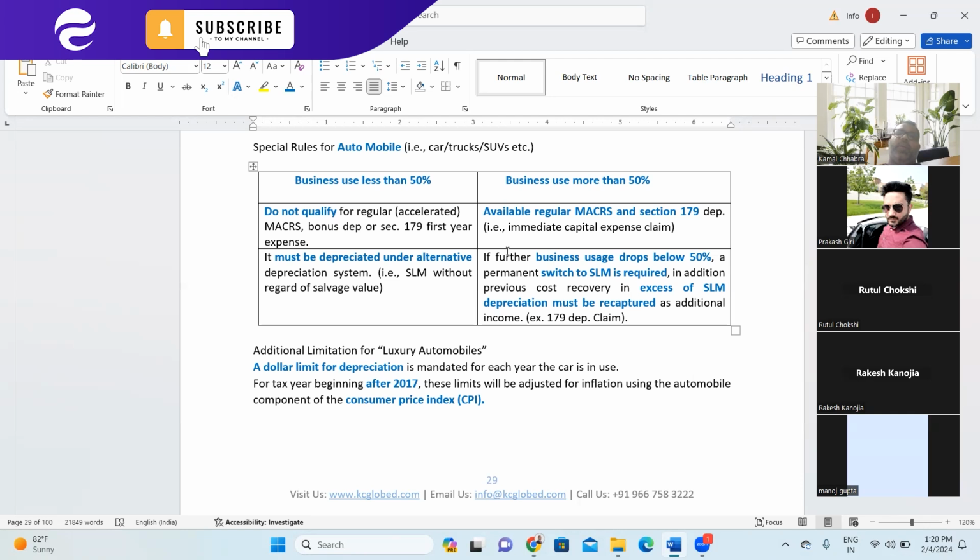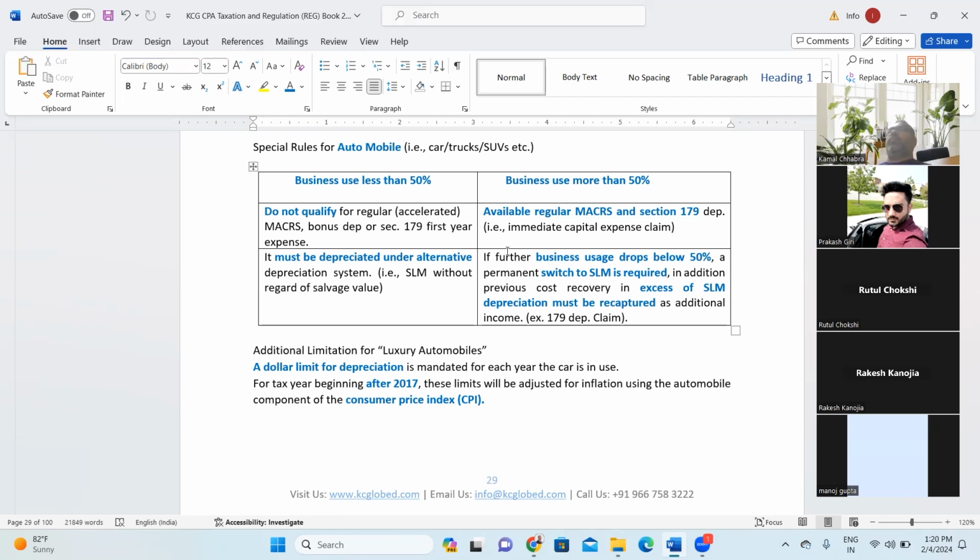Additional limitation for luxury automobiles. But before I jump onto the additional depreciation, have you understood the concept of the automobile special rule? 50% or less business purpose use, or more than 50% business purpose use. Have you understood both the concepts? Or do you want me to explain something specific? So far, so good? Yes, no, are you guys here with me?